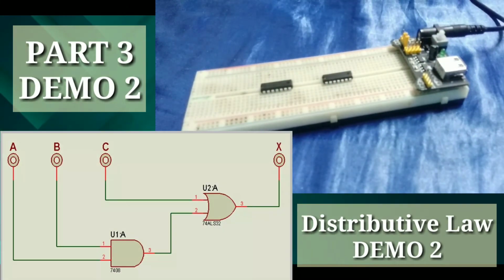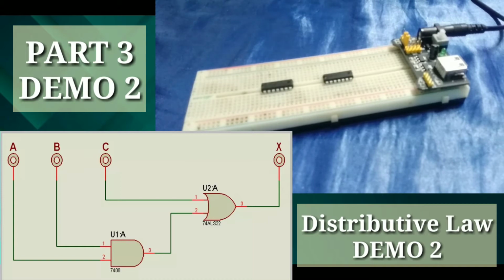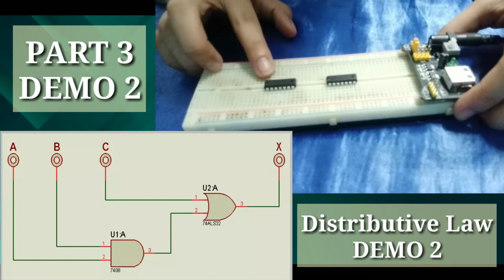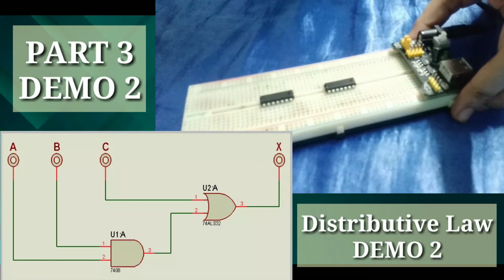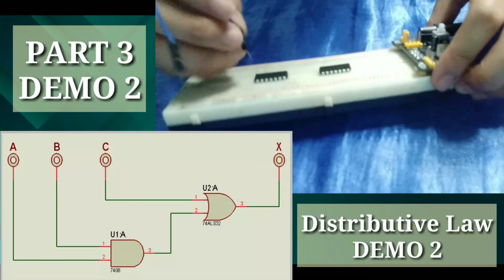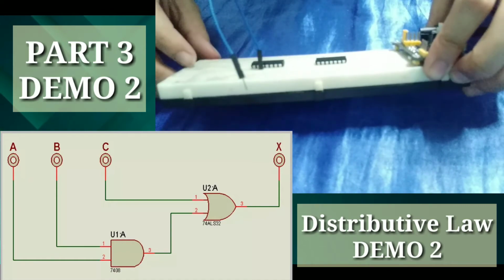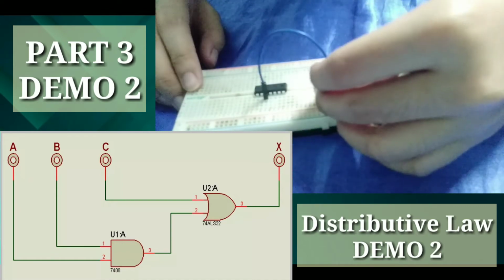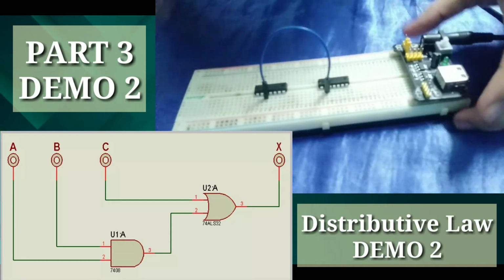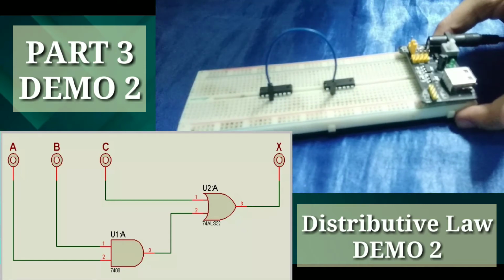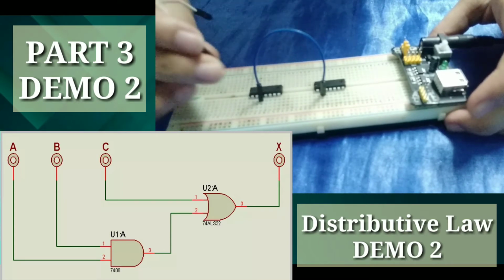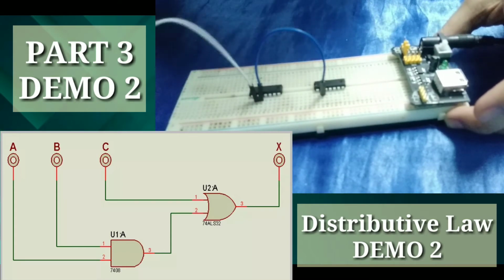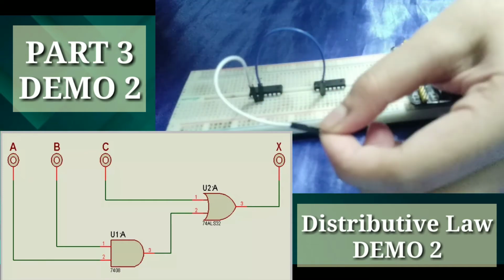Now, for our last part, the second demo of our distributive law, we will be needing, again, a 7408 and a 7432 integrated circuit. The pin number 3 of the 7408 is connected to the pin number 2 of our 7432 integrated circuit. Input A is connected to the pin number 2 of our 7408, okay? White is for the input A.